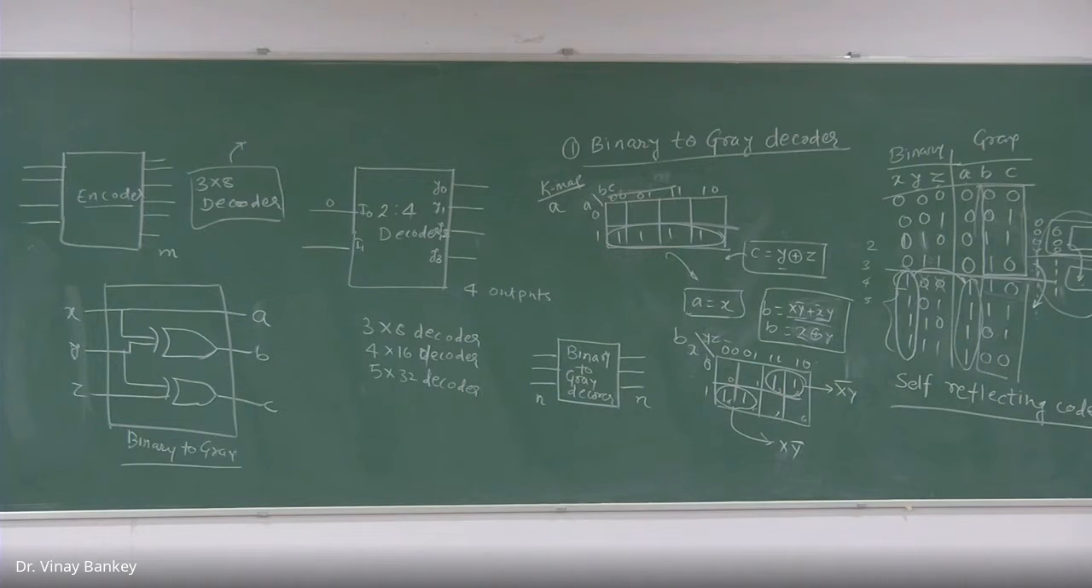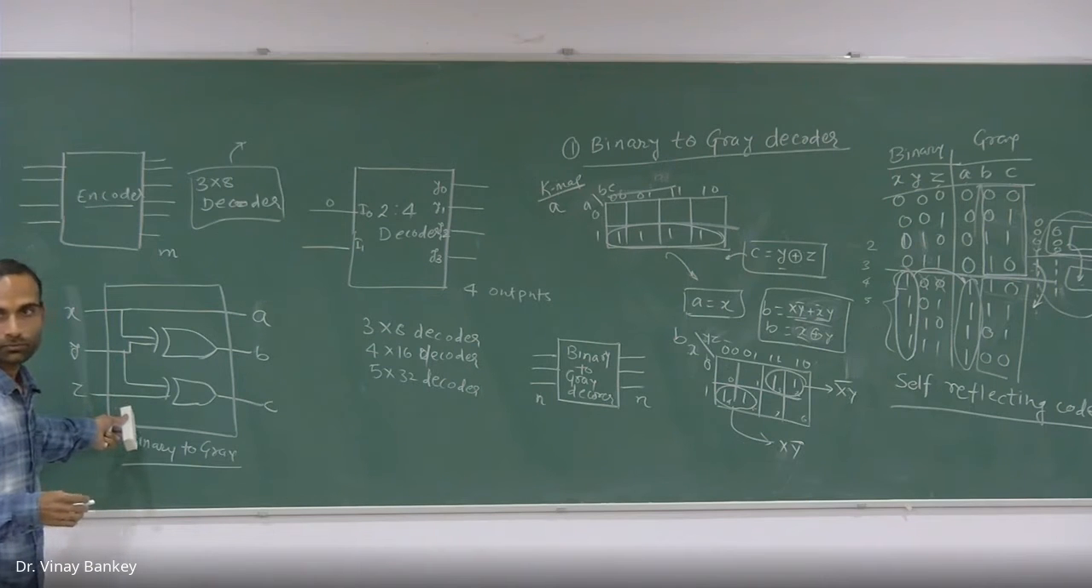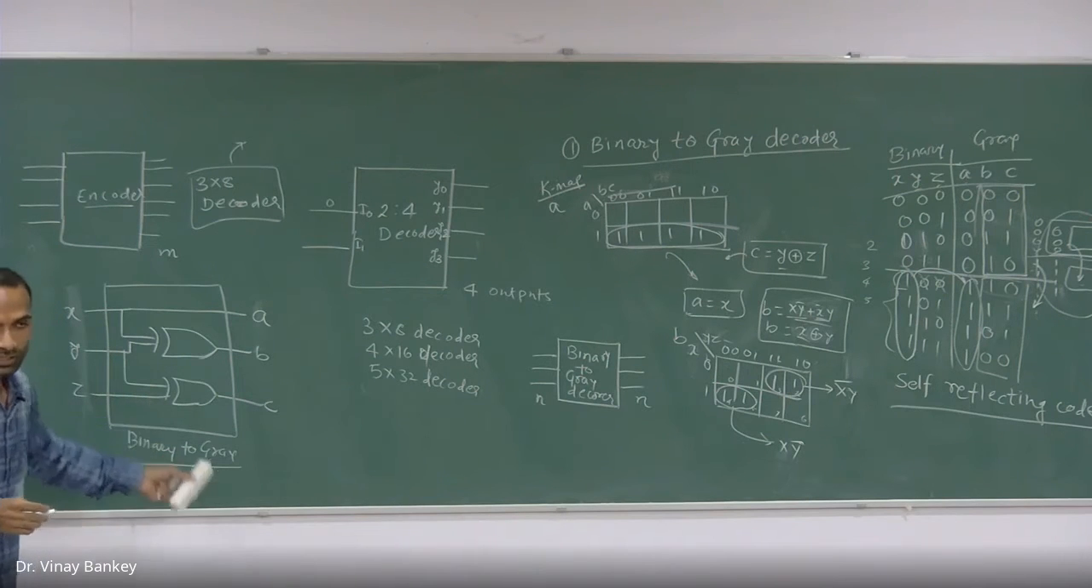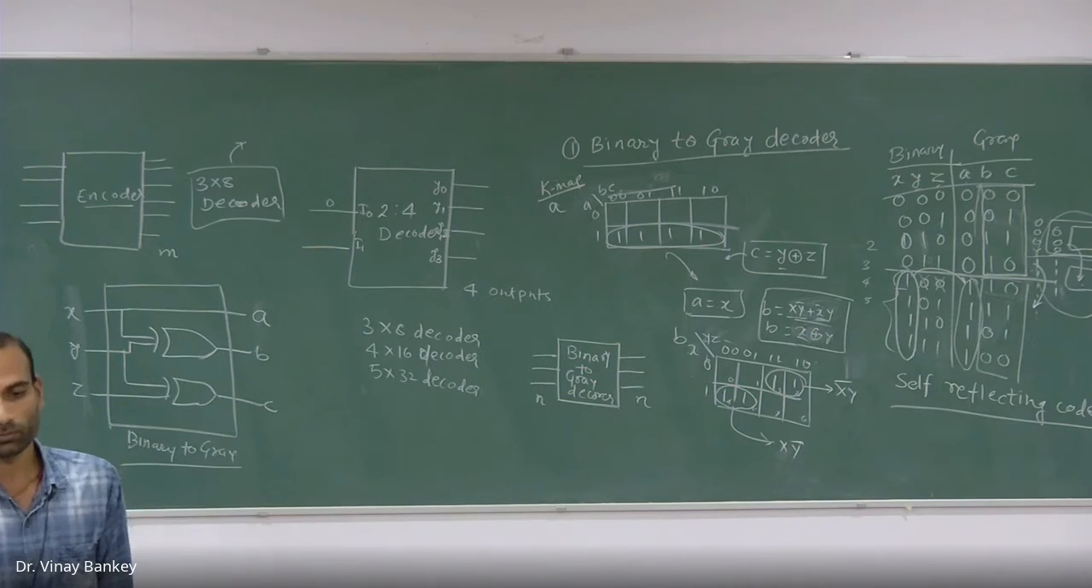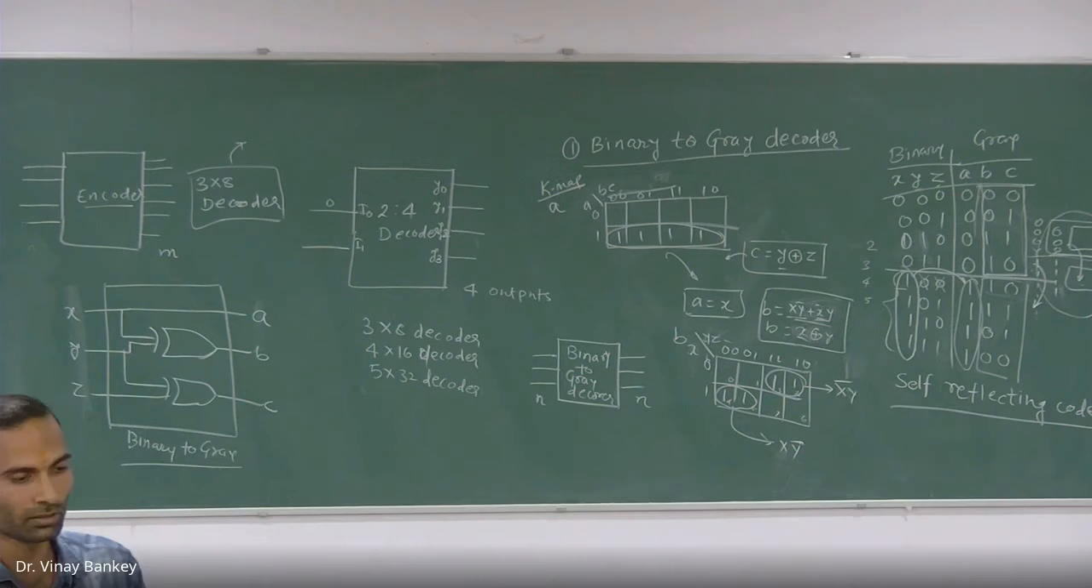Actually, there is no direct definition that if at the input you have n combinations, and at the output you should have 2 to the power n combinations, that we should use the decoder. But actually this is not the decoder, this is a code converter. But generally decoder is a generic term when we are decoding something. We are converting binary to gray, so we call this a decoder.